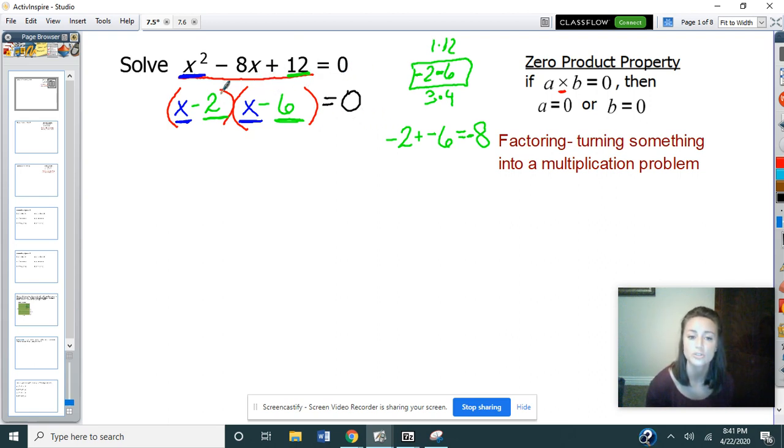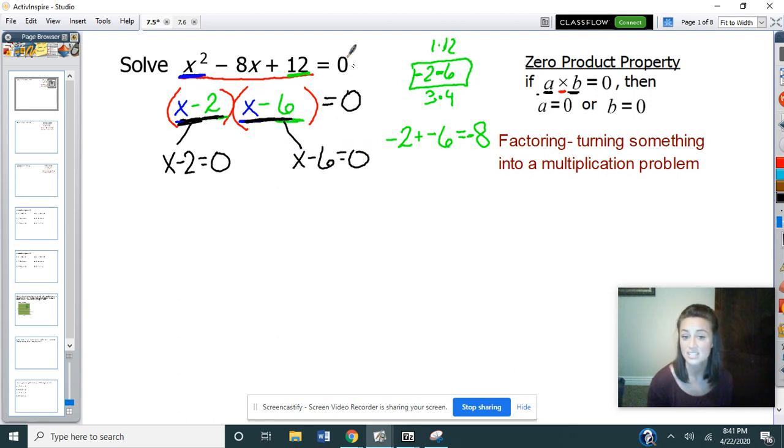So now we turned this into a multiplication problem, and now we can use the zero product property. If we have two things, this times this equals 0, then one of them is 0. So we have x minus 2 times x minus 6 equals 0. Using the zero product property, one of them has to be 0. So either x minus 2 equals 0 or x minus 6 equals 0, and that's because the whole thing equals 0. So what we did was turn this into a multiplication problem, and now that it's a multiplication problem, we can set the factors equal to 0.